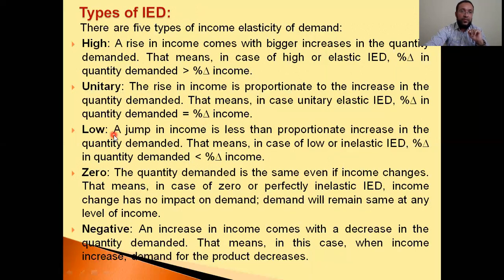And low IED and inelastic IED, these two are the same, which means that a jump in income leads to a less than proportionate increase in the quantity demanded. That means in case of low or inelastic IED, the percentage change in quantity demanded will be less than the percentage change in income. So income will increase more, demand will increase, but it will increase less in case of low or inelastic IED.